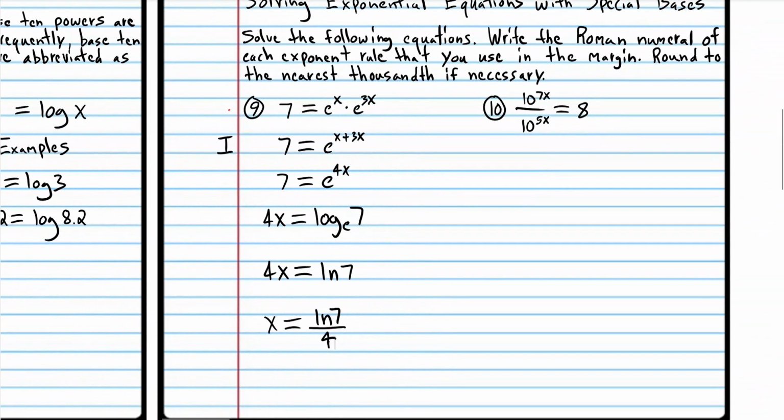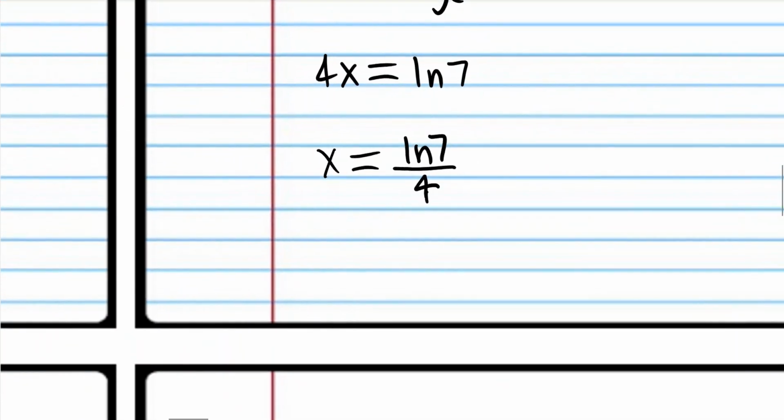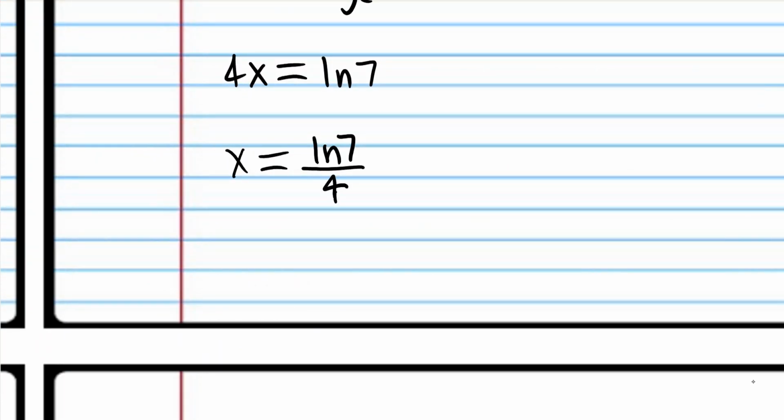Now, you could leave that as your answer, but it says up here, round to the nearest thousandth. So I'm just going to go ahead and calculate. And if you're using an iPhone, you want to enter 7 and then push the ln button right in the middle if you're in landscape mode.